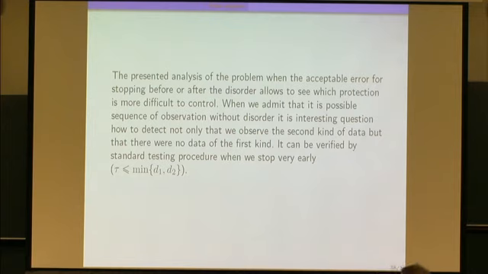And of course, there is a problem with this, that maybe we haven't observation from the first group, and we haven't any disorder. So it should be first decided based on minimum D1, D2 observation, if in fact we have to wait and try to find the disorder moment or minimum of two disorders.